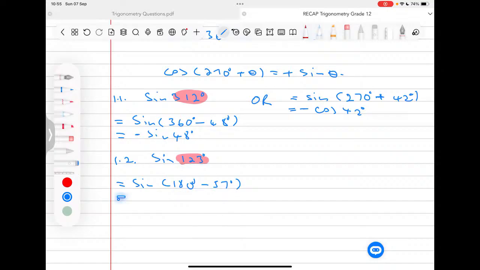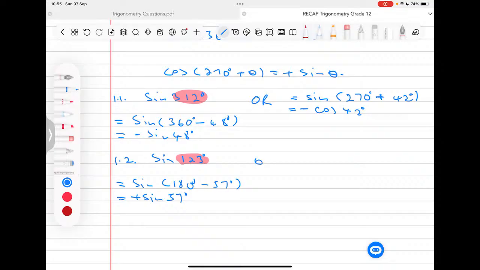Now when you look at this, it looks like what we had in our reduction formulas, like 180 minus theta, where theta is a small angle. So this means my sine in the second quadrant is positive. So I'm going to have a positive sine of 57 degrees there.